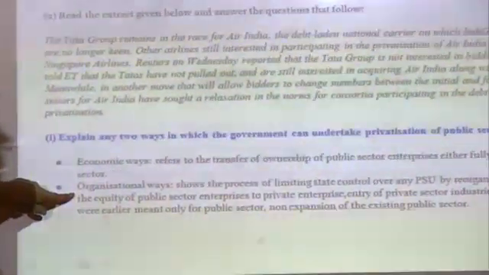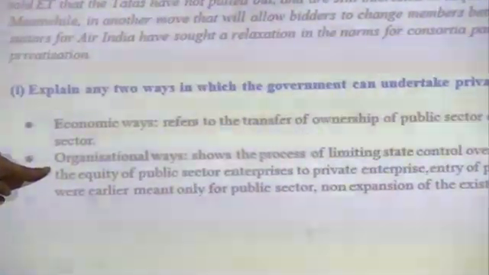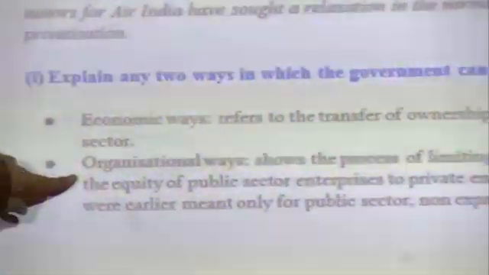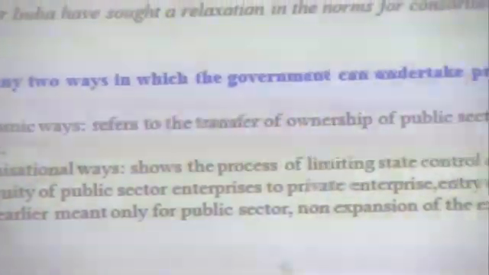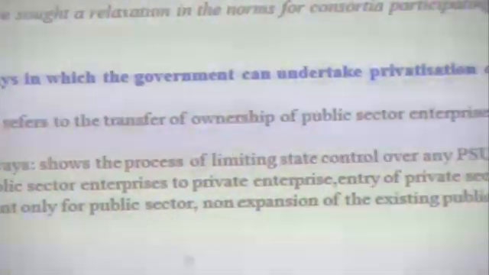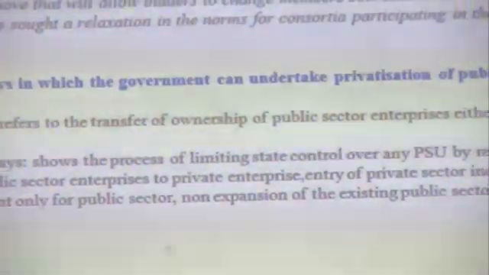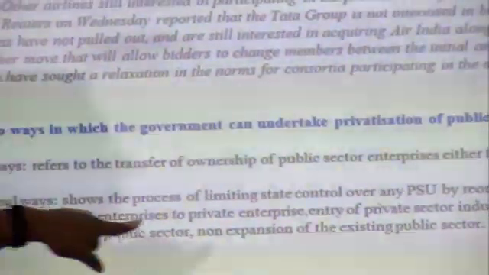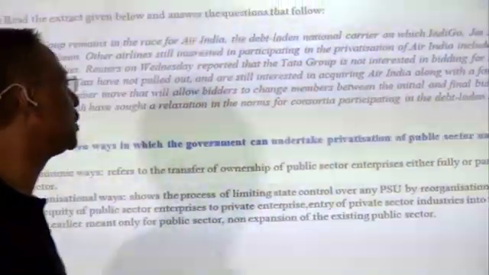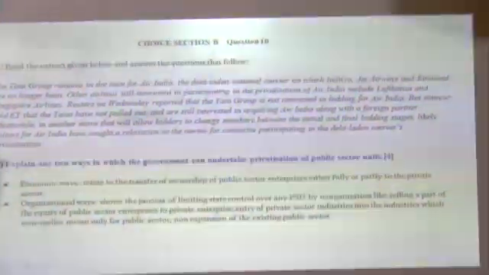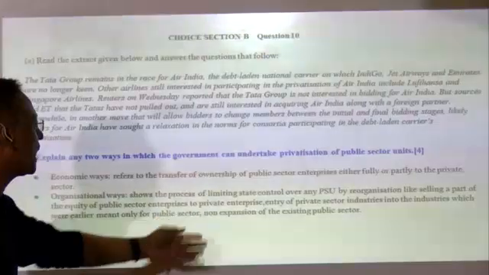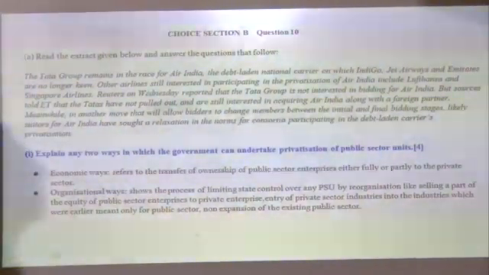Organizational ways show the process of limiting state control over any public sector units by reorganization, like selling a part of the equity of public sector enterprise to the public, entry of private sector industries into the industries which were earlier meant only for the public sector, or it could be non-expansion of the existing public sector.